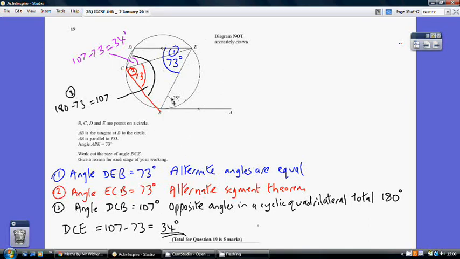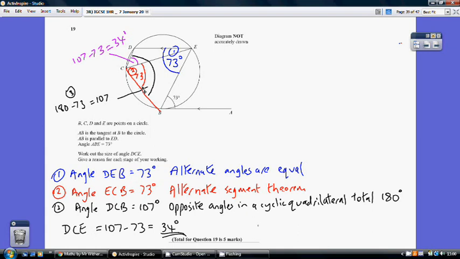Now, going back to noting that this is a tangent to the circle, the alternate segment theorem tells us that this angle ECB is also 73 degrees. So that's just one of the circle theorems we have to learn.